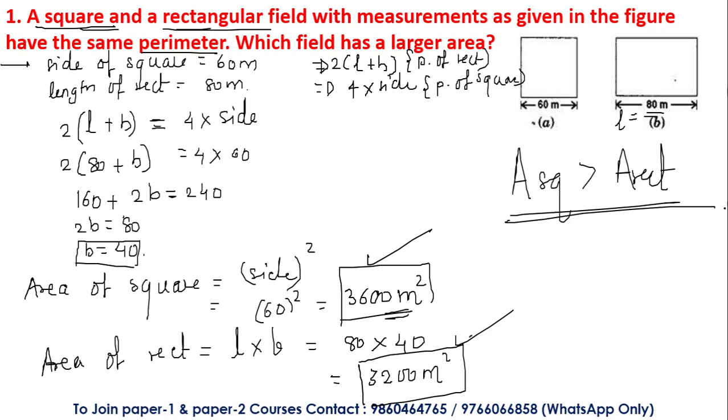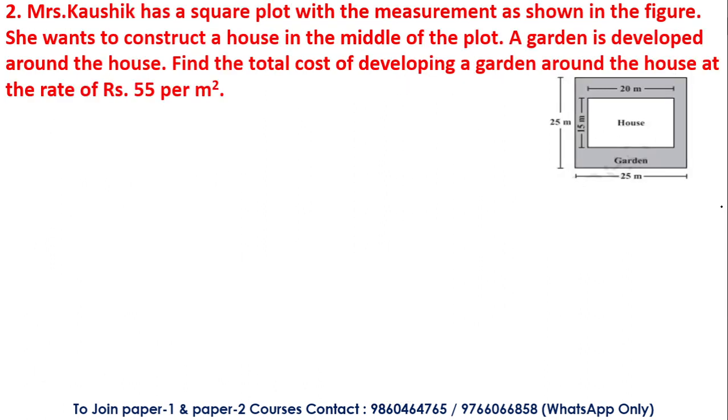I hope you have got this question. Behind this question, my motto was to make you understand the different formulas, that is the perimeter of a rectangle, perimeter of a square, area of the square and area of a rectangle. Okay, I hope you have got this particular question and answer as well. This type of questions are expected in paper 1 as well as paper 2, specifically for the paper 2 students. Okay, moving on to the next question now.